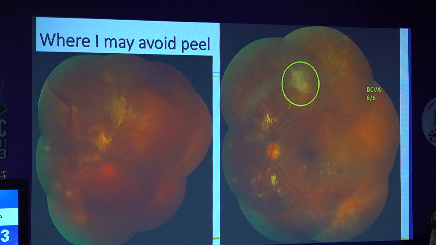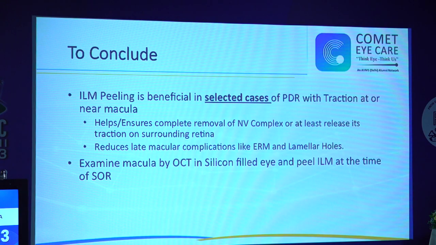And another scenario is where the neovascular front is far away from the macula, as in this case. The macula was free of traction, so the ILM wasn't peeled and the patient is doing well for more than 5 years now. So to conclude, ILM peeling is beneficial in selected cases of PDR with traction at or near the macula.